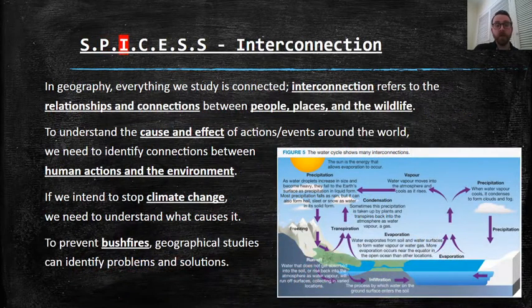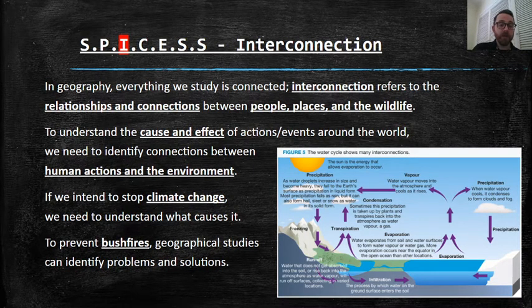Interconnection. In geography, everything we study is connected. Interconnection refers to the relationships and the connections between people, places, and the wildlife. To understand the cause and effect of actions and events around the world, so why do bushfires happen? Why does climate change happen? Why does a hurricane have a lot of impact here but not in here?